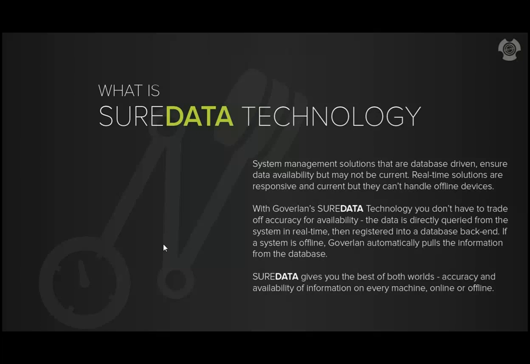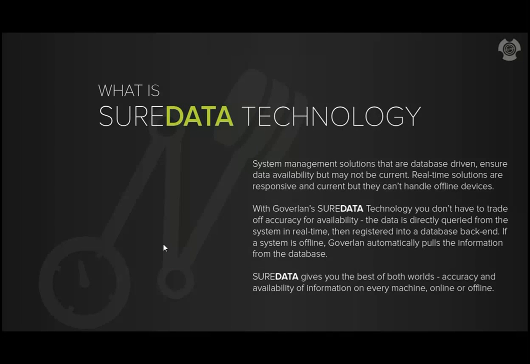This is something that Goverlan's been doing for many years. We query the machine, get information back, and either build reports or give you any information that you need based on a live query. The problem is when the machines are offline, you won't be able to get to that data. So what we've done is we've created a hybrid system. The hybrid system will allow you to get the accuracy of the online systems and the availability of being backed up by a database.